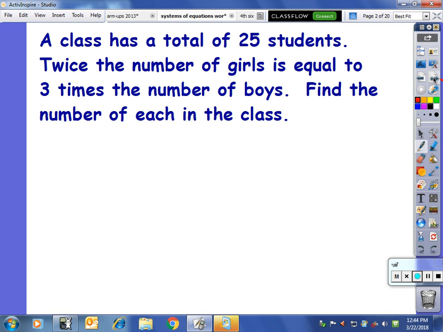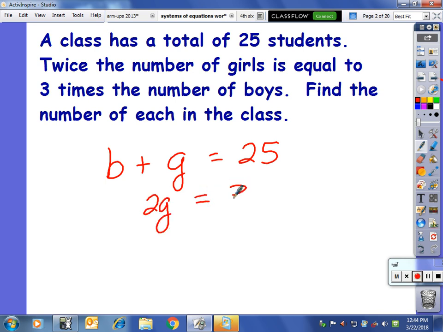I would use B and G for boys and girls, yes. Exactly. The very first sentence is boys plus girls equals 25 students. That's from the first sentence. The second sentence, twice the number of girls is equal to 3 times the number of boys. What would that be? 2G equals 3B. That's the system of equations. Sometimes it just says, hey, set up a system of equations. Ms. Heim is telling you also to solve it.